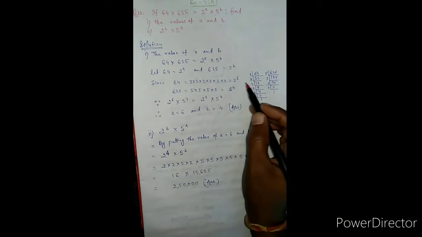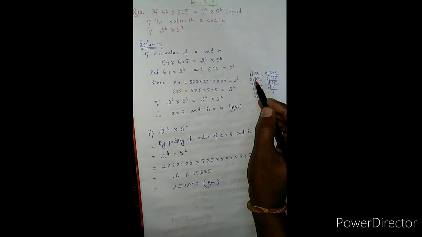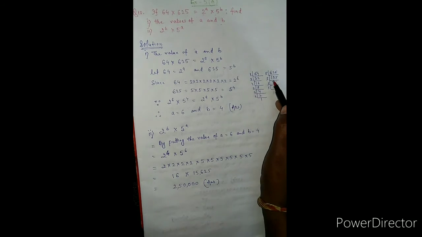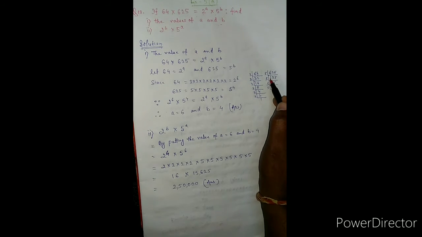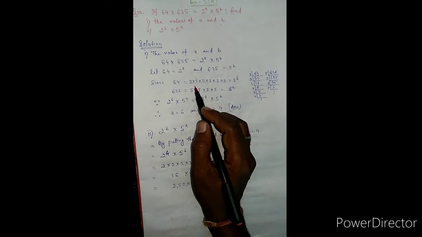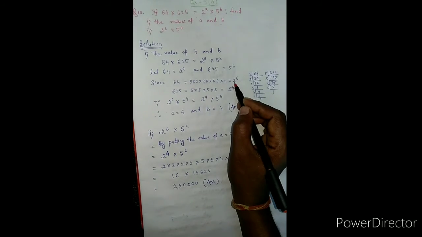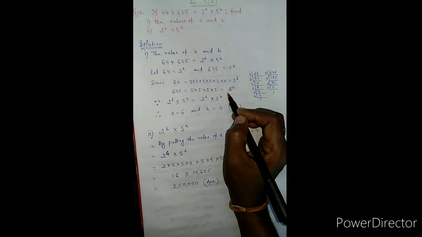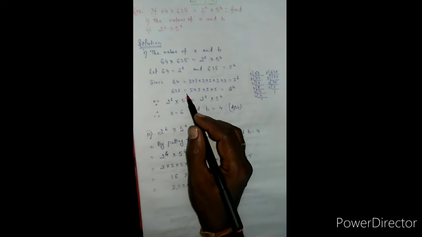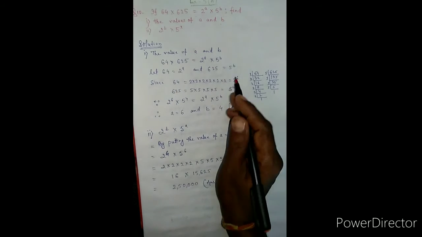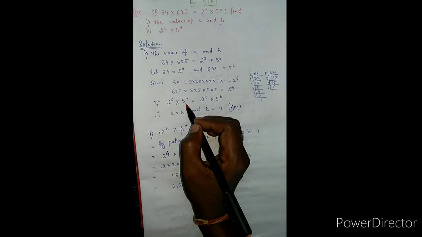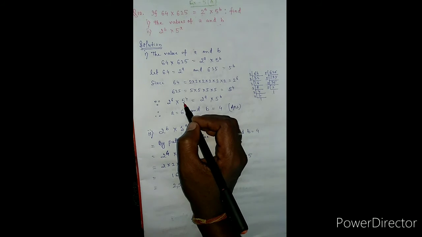Now after factorizing this, we get 64 divided by 2 is 32, 32 divided by 2 we get 16, 16 divided by 2 is 8, 8 divided by 2 is 4, 4 divided by 2 is 2, 2 divided by 2 is 1. And like this, 625 divided by 5 we get 125, 125 divided by 5 we get 25, 25 divided by 5 we get 5, and 5 divided by 5 we get 1. So we can see here 2 is appearing 6 times, so we write 2 to the power 6, and 5 appearing 4 times, so 5 to the power 4. Now in place of 64 we can write 2 to the power 6, and in place of 625 we can write 5 to the power 4.